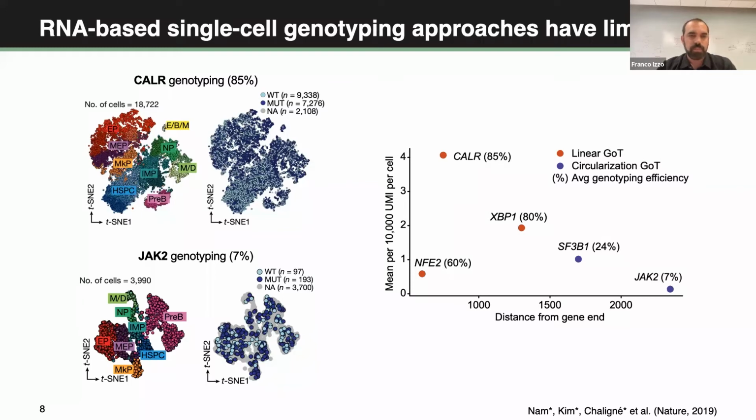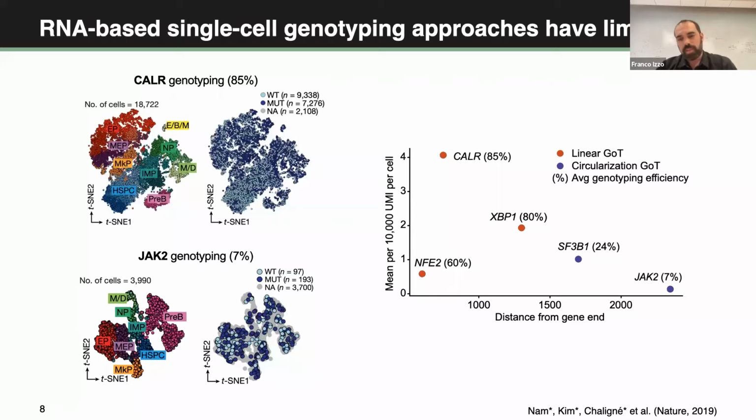This example can be seen in our GOT paper, that when we applied genotyping of transcriptomes to CALR, we obtained a genotyping of 85%, which is shown on the top left here. And CALR is relatively highly expressed, and the mutation itself is relatively close to the 3' end of the gene.